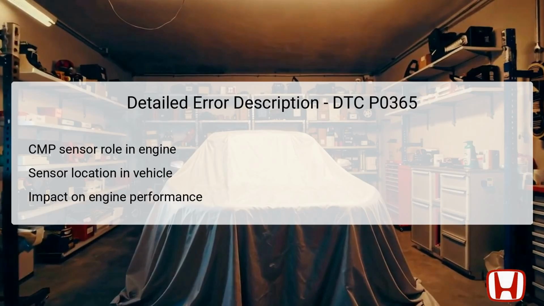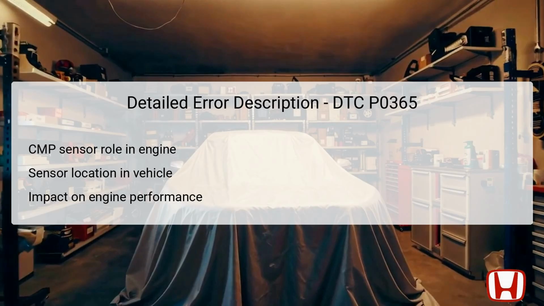The camshaft position sensor, abbreviated as CMP sensor, plays a crucial role in engine management systems. It provides vital information regarding the position of the camshaft, which is instrumental in determining when to inject fuel and fire the spark plugs. This sensor is typically mounted on the engine's cylinder head, securely positioned to track the rotor within the camshaft assembly. When functioning correctly, the CMP sensor sends a signal to the engine control module, ECM, helping to synchronize engine functions for optimal performance.